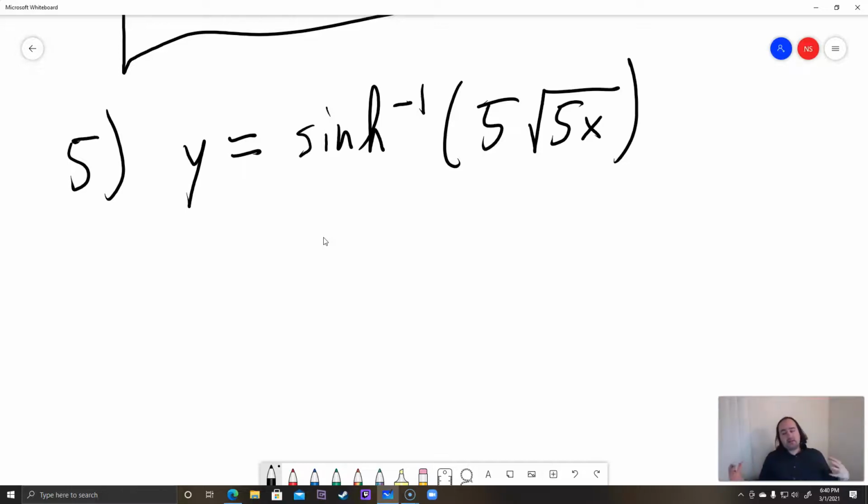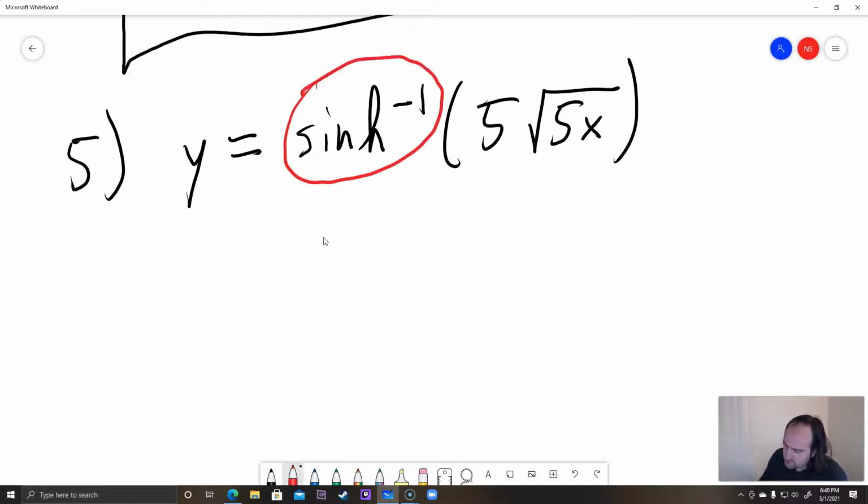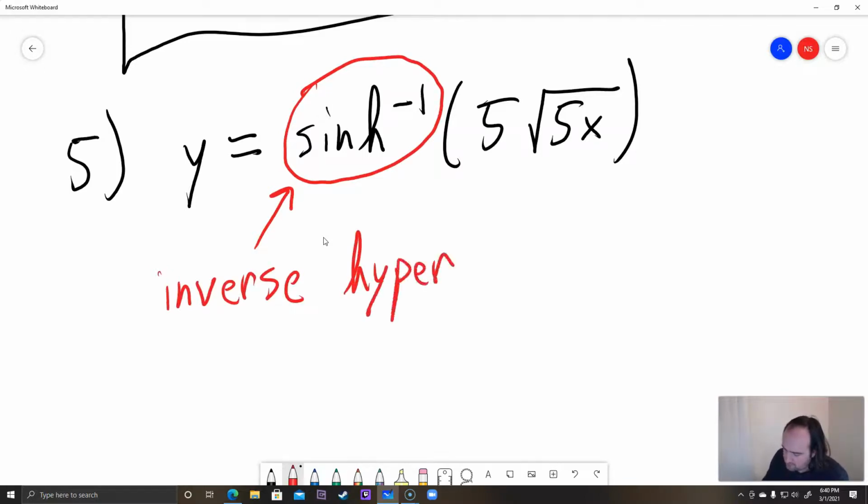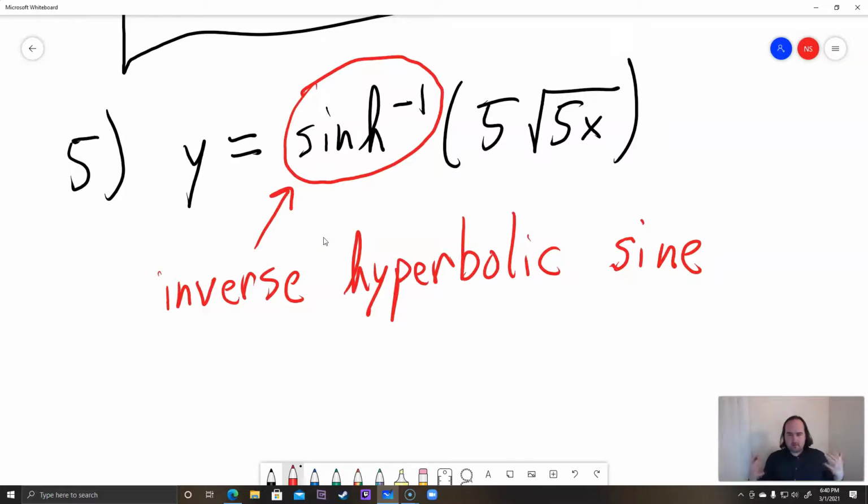Now that's not actually sinh to the negative 1 power. What that really is, is sinh inverse. So that's an inverse hyperbolic sine, which I know can be kind of intimidating because you learn these new functions and they have a fancy name, and then you have the inverse of those functions, which sounds even more complicated. So it looks kind of a little bit scary, but it's actually a lot easier than the last couple of problems, because you're really just going to be using a formula here.